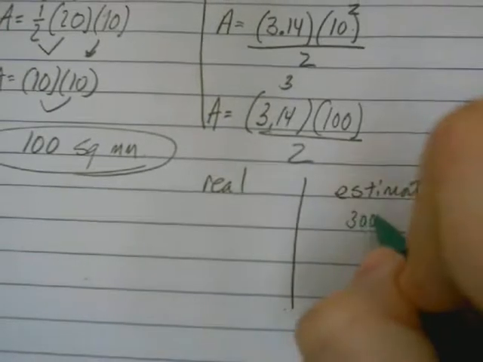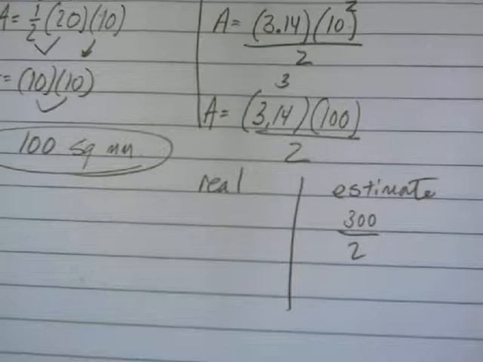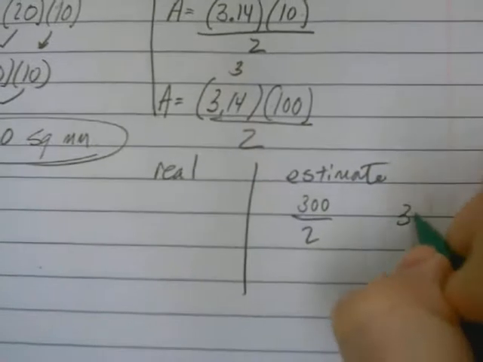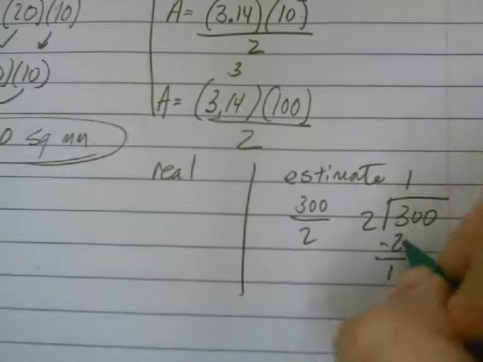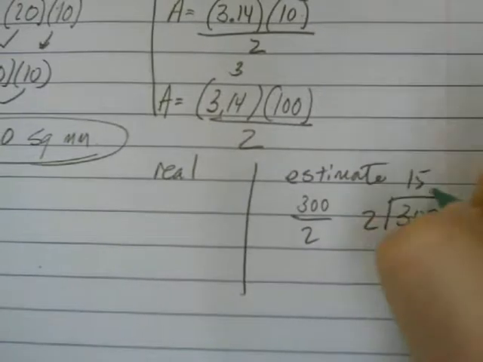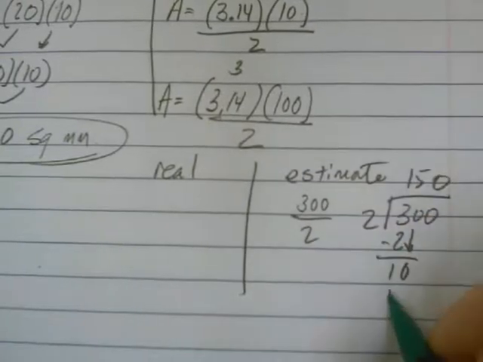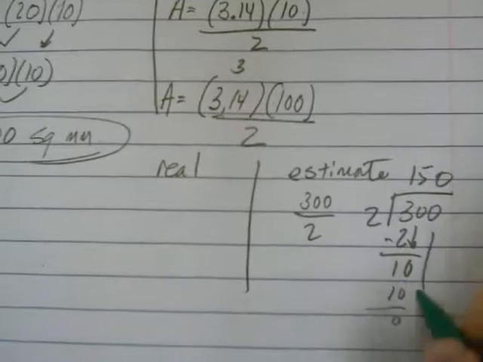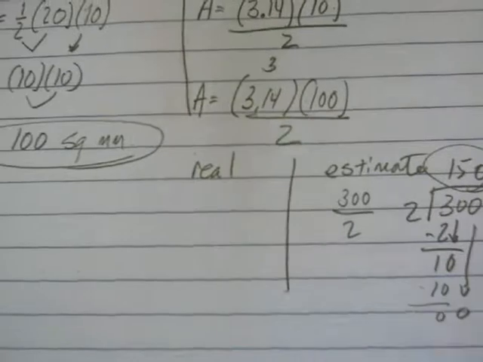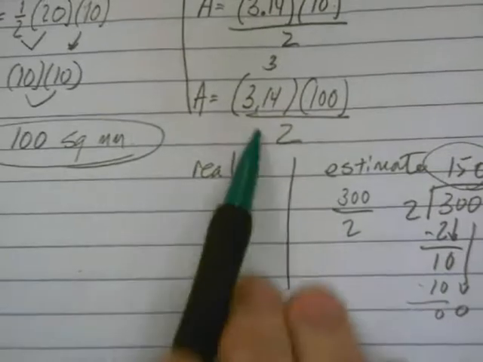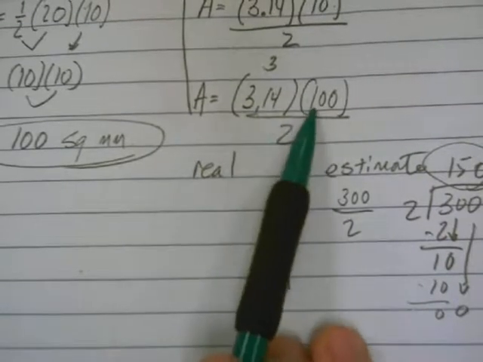So for the estimate, I would just do 3 times 100, which is 300, and then divided by 2, and I can see that 300 divided by 2 is going to be 150. Okay? So my estimate is 150, and you'll see how close it is.